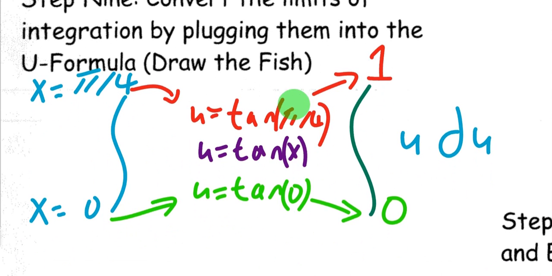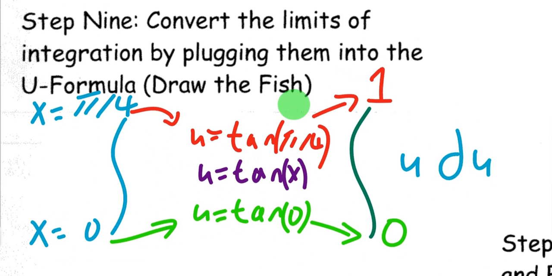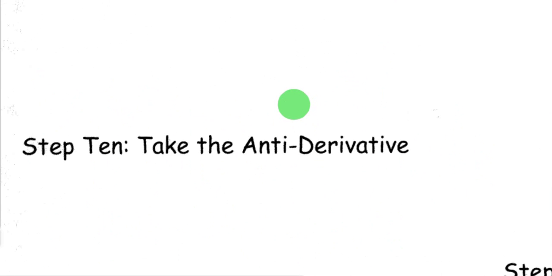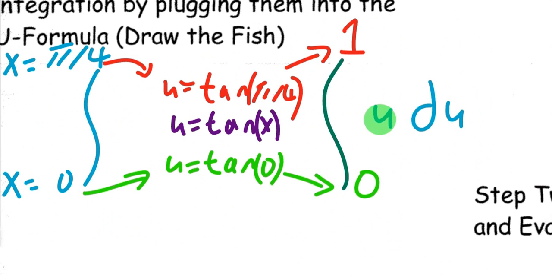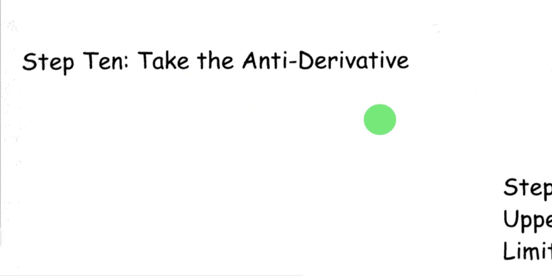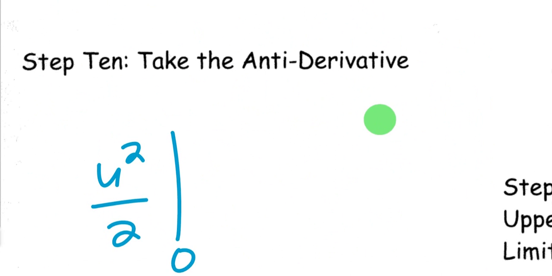So let's go ahead and do that. Step 10 is to take the antiderivative. The antiderivative of u is, well, if you think about it, the power is 1, so it'd be u squared over 2, from 0 to 1. Again, you don't need a plus C because it's the definite integral, you're just plugging in your limits.